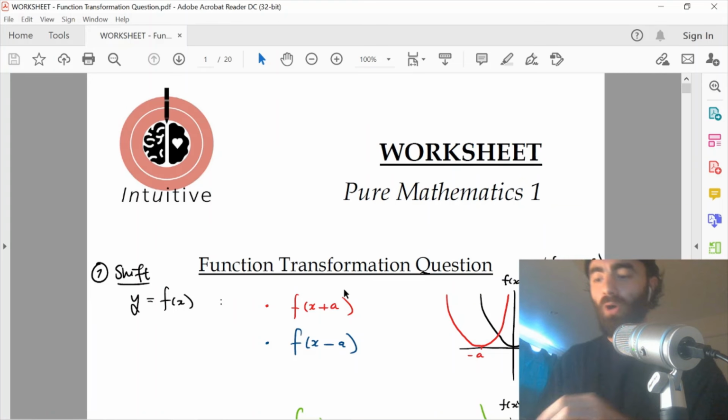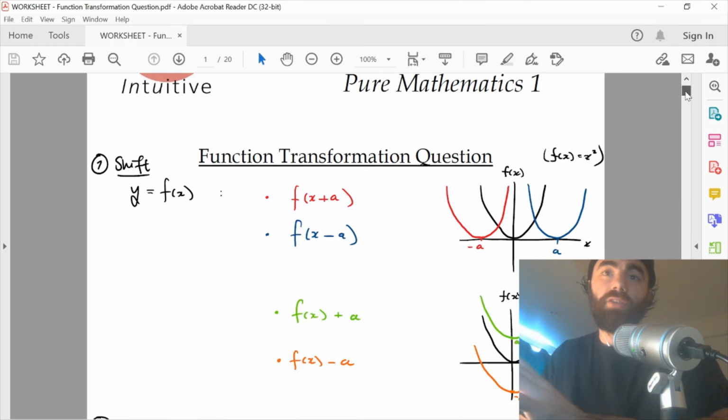Okay, due to popular request and consistent nagging, I will do this function transformation question. It's a little thing they've added. This is kind of like a part 2 to the functions question, which is one of my most popular videos. So I'll put a link for that in the description, but you should watch that first.